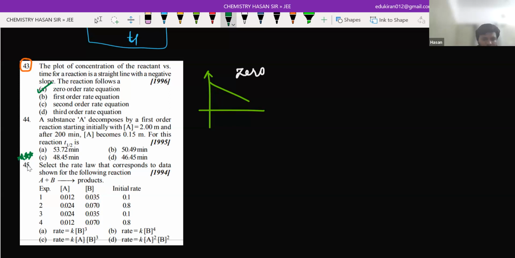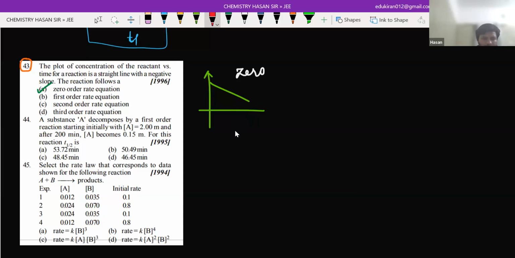See, I'm going to explain question number 44. A substance A decomposes by a first order reaction. The initial concentration of A is 2 M, and after 200 minutes, A becomes 0.15 M. For this reaction, T half is. So all we need to do is calculate. Very good, Tariq. With the help of this information, first we need to calculate K.